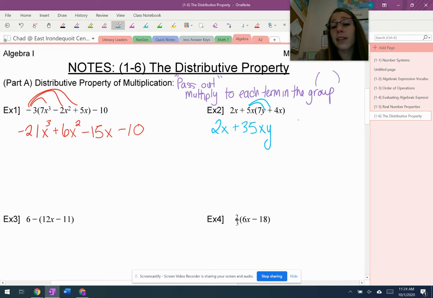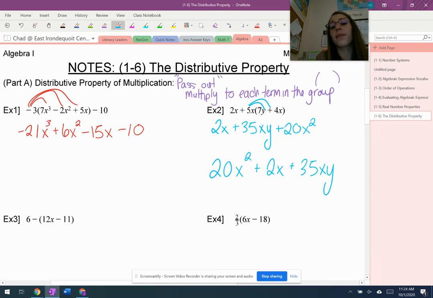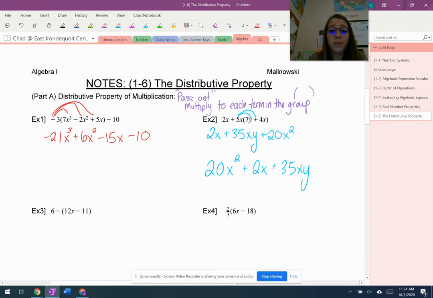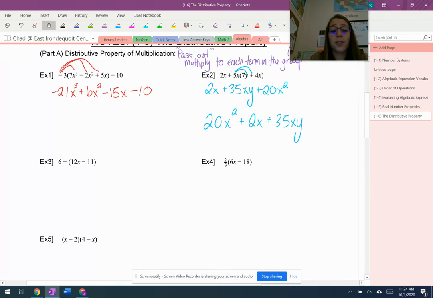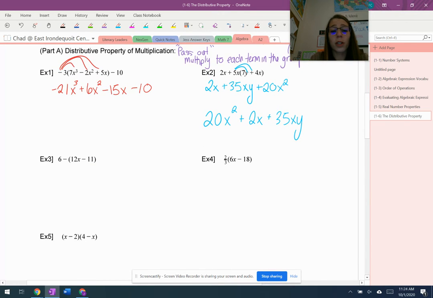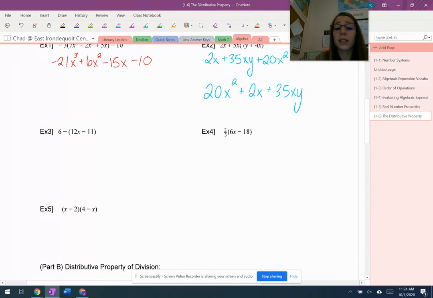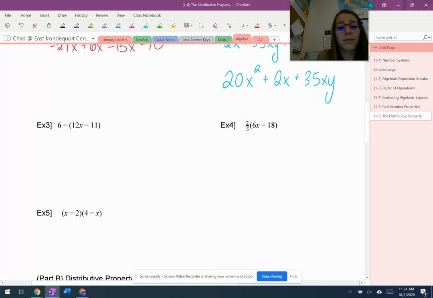And now 5x times 4x is still a positive 20, but now x times x, I'm multiplying variables there, that turns into that x squared. I don't have any like terms. If you wanted to rewrite it so that your exponents are in order from greatest to least, you could. But either answer is okay there. So there's those first 2 examples. We're going to take a look at example 3 next. I'm just going to do all of part A in this video. Might as well.